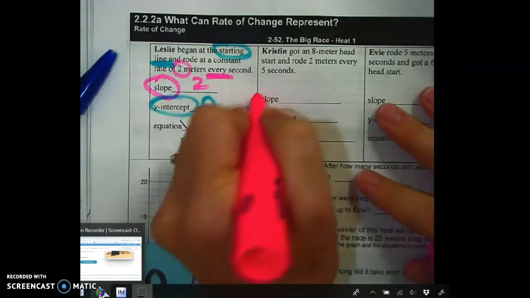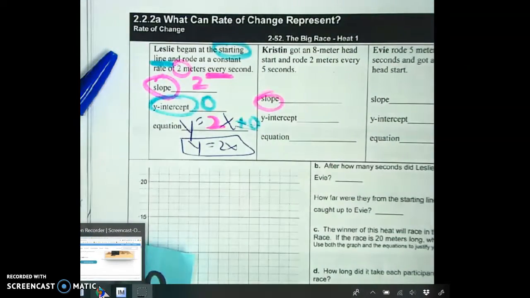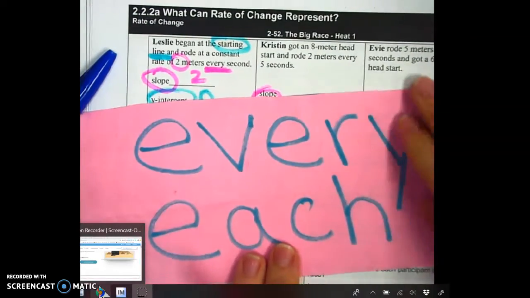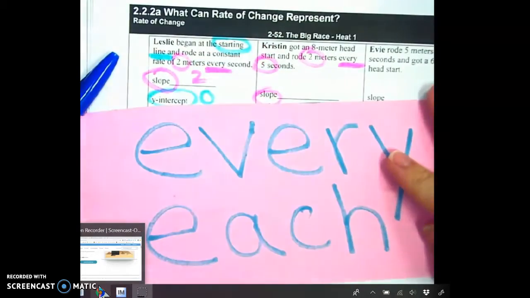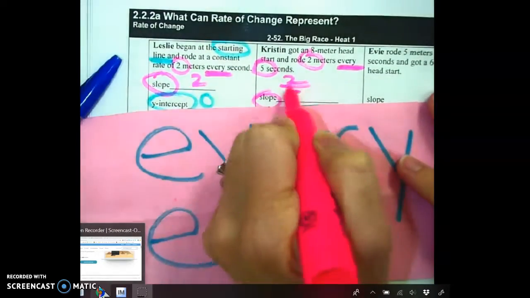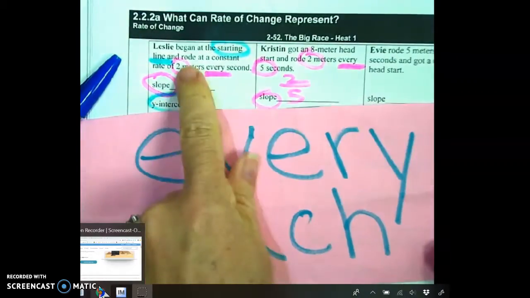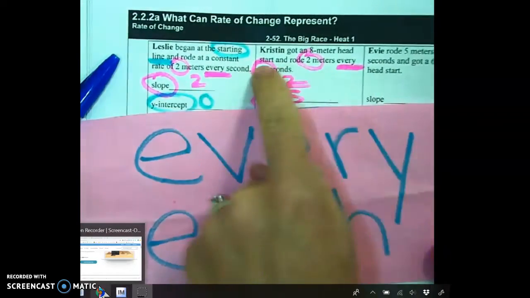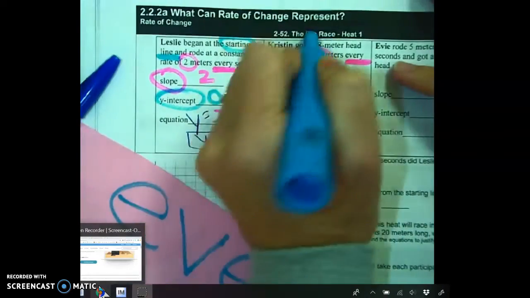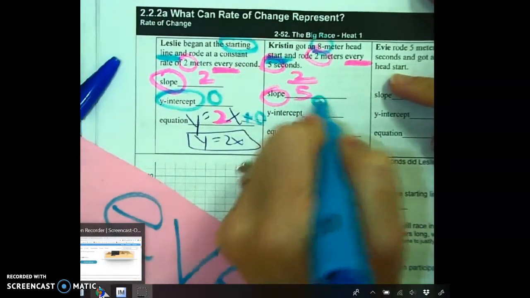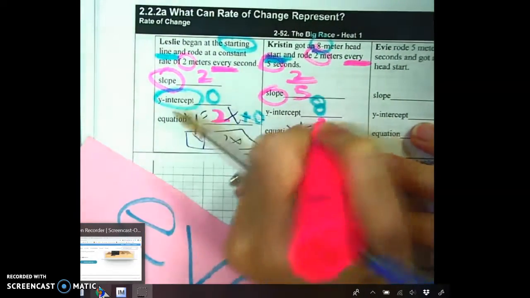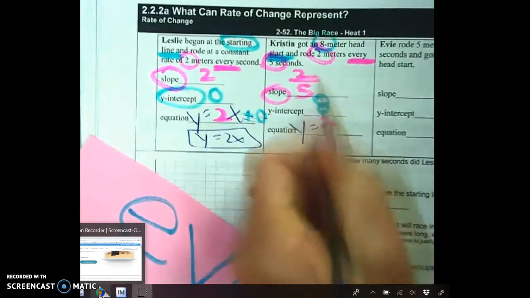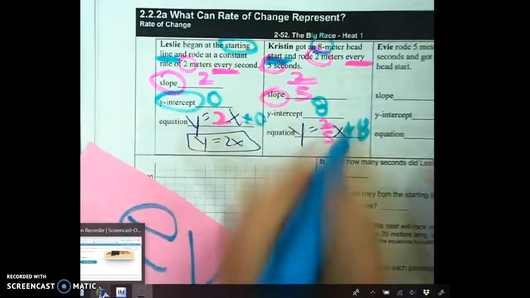The slope. So I see slope. I'm looking for the word every or each. So I have every, but I have a 2 and I have a 5. So that means my slope is 2 over 5. This one's 2 every 5. And then this is an 8-meter start. Now I'm ready for the equation. y equals 2 over 5x plus 8.